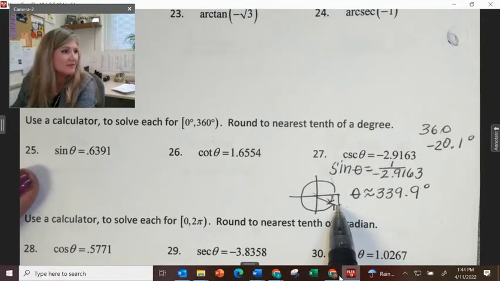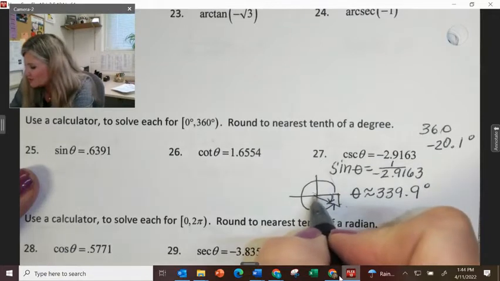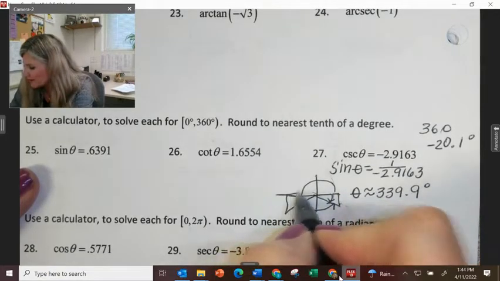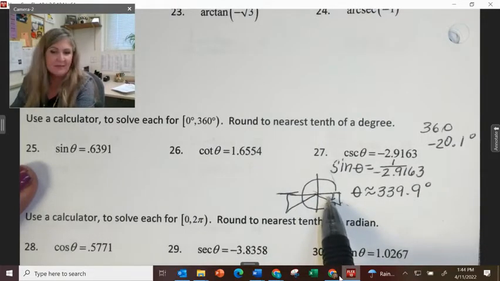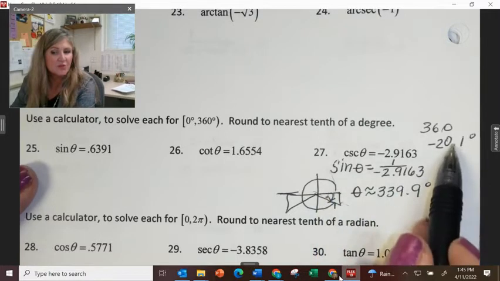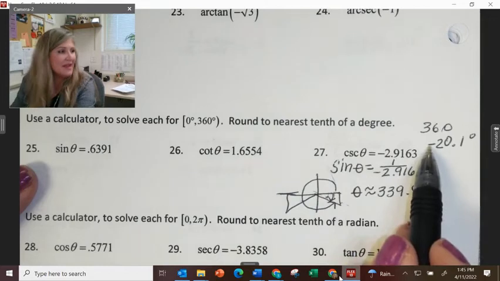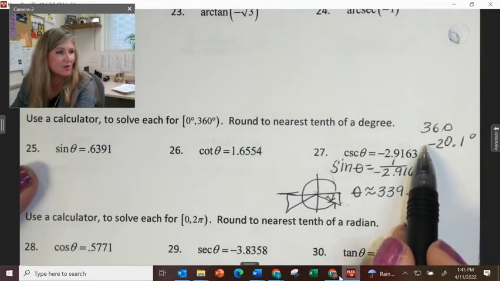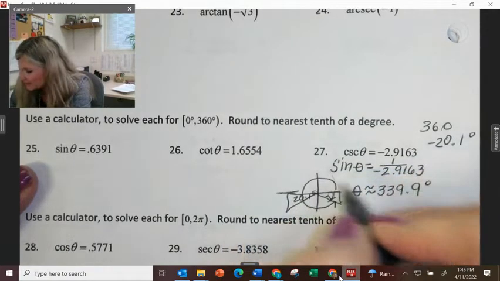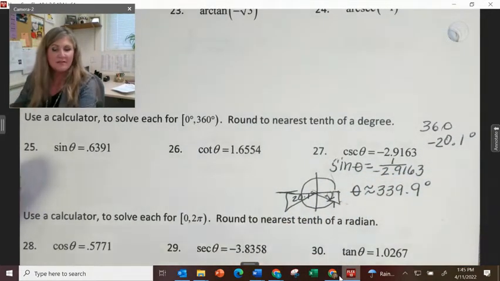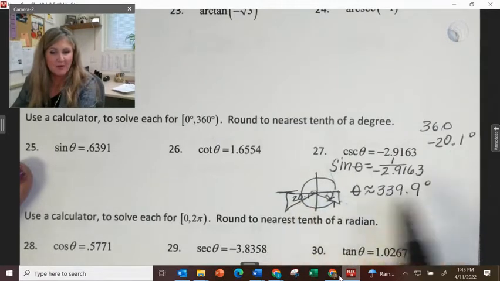Now, between 0 and 360, is there any other place where sine would have a negative answer besides this quadrant? What other quadrant? Quadrant 3. So there's also an angle over here that would work. Well, this angle here has to be the same as that angle there. What was this angle here? 20.1. The only reason it's negative is because of the direction it was going, right? So this is going to be 20.1 degrees here as well.